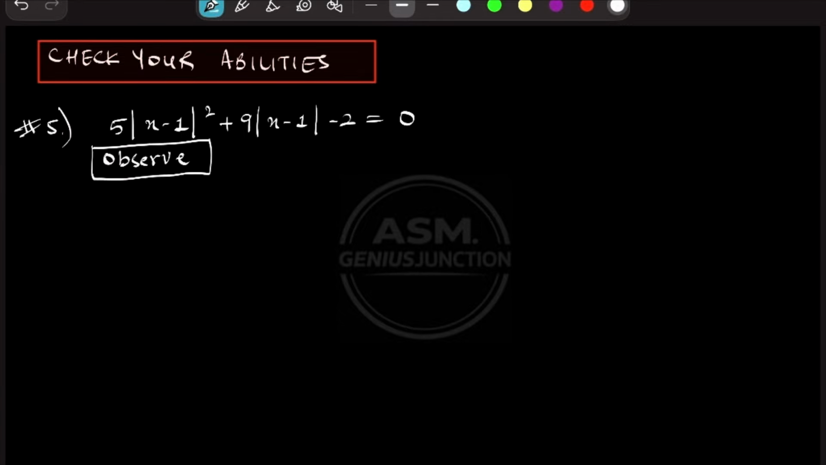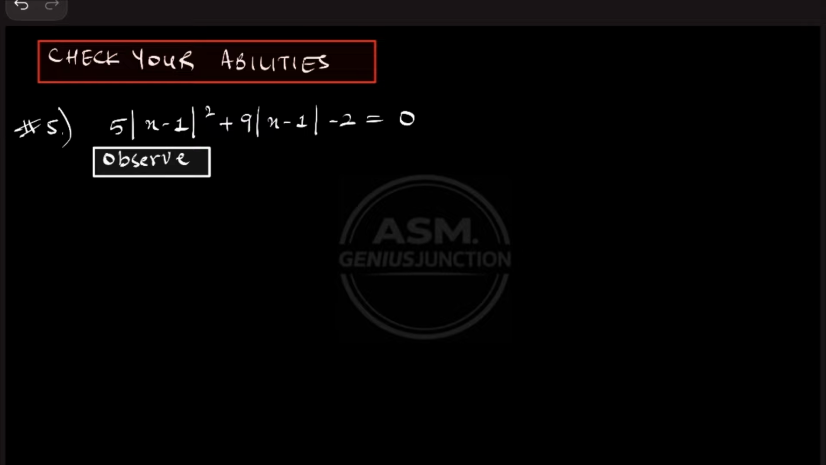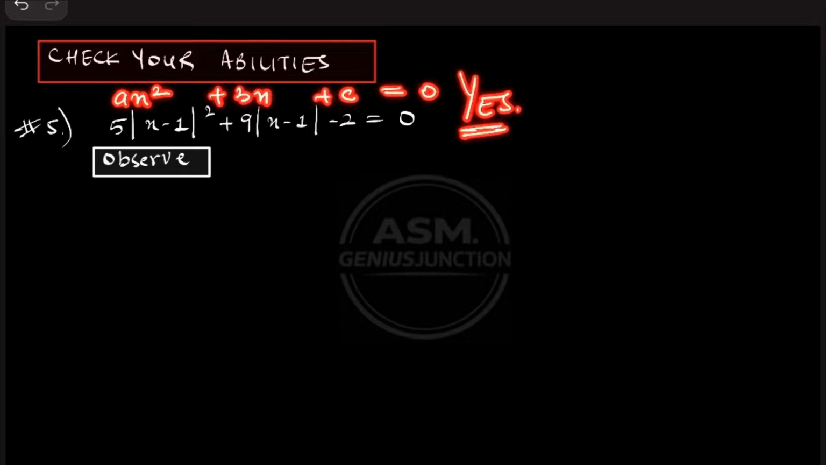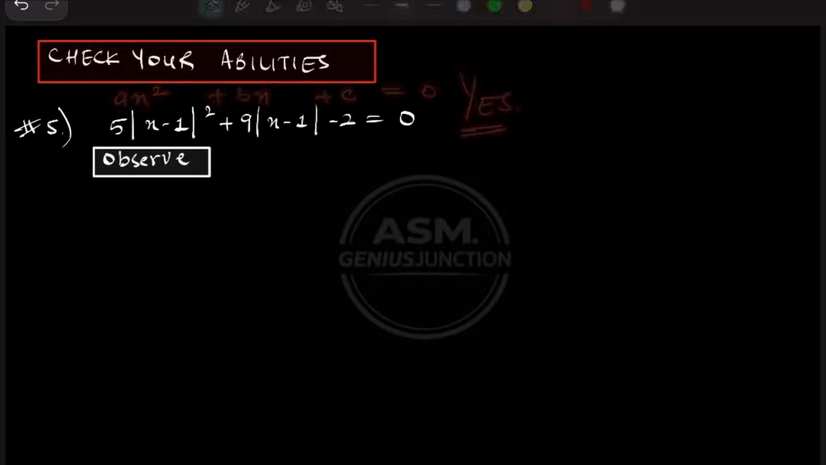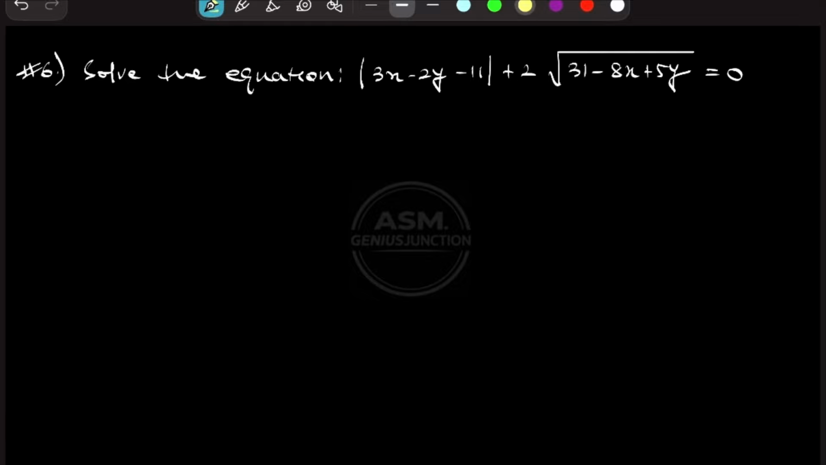Careful observation is all what you need because just after few seconds of observation you will be able to figure out that this is actually ax square plus bx plus c equals to 0. Yes, I hope now you are able to understand what I am trying to convey to you. Okay, so again there is one more very interesting and very competitive type of questions there on the screen.